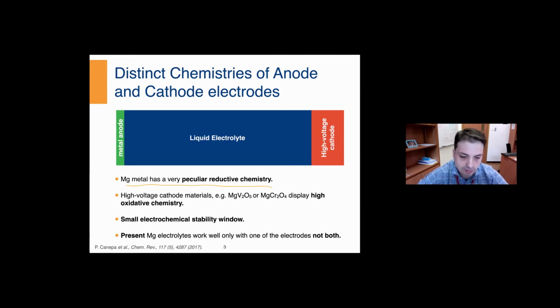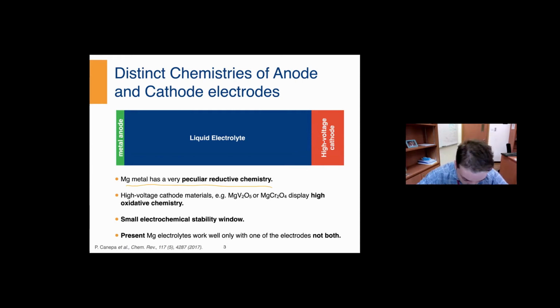And yeah, if you were to use high voltage cathodes such as V2O5 or chromate or other spinels that have been tested in the literature with various results, well, then you will still be limited by the oxidative stability of the electrolyte that you could use, which is stable against the magnesium metal anode and not against the cathode.